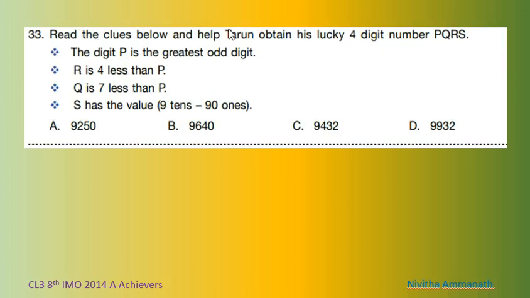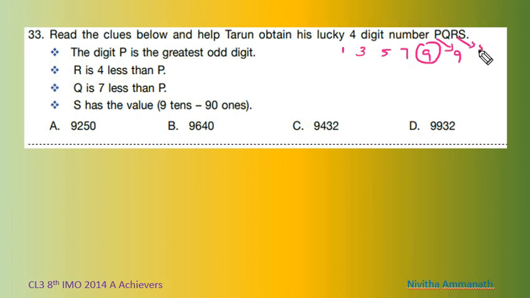33rd question. Read the clues below and help Tarun obtain his lucky 4-digit number PQRS. The digit P is the greatest odd digit. What is the greatest odd digit? Odd digits are 1, 3, 5, 7, 9 in one's place. So the greatest odd digit is 9. So P is 9. Then R is 4 less than P. So 9 minus 4, that is 5.